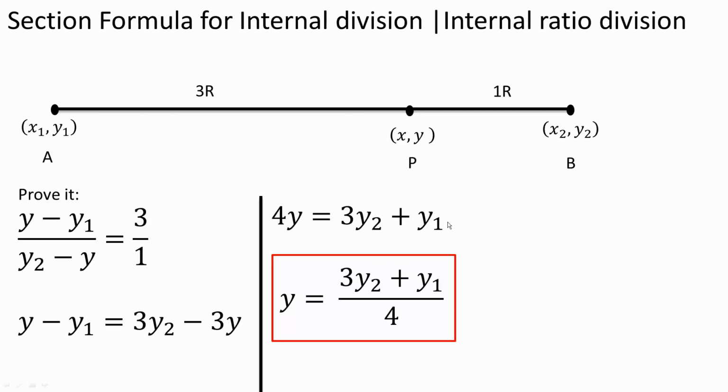But let's just check. So let's say that y2 and y1 are both 1, because it's a horizontal line. So if this is 1, this has to be 1, and y also has to be 1. Let's check. 3 times 1 is 3, plus 1 is 4. So 4 divided by 4 is 1, so that's true. Let's try another one. Let's say this is 2, this is 2, and then obviously this would have to be 2 also. So 3 times 2 is 6, 6 plus 2 is 8, 8 divided by 4 is 2.